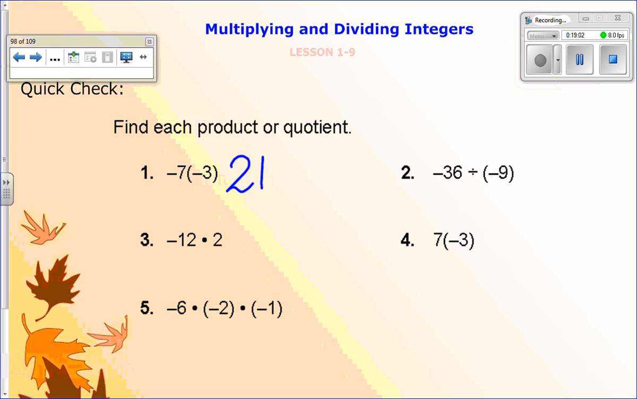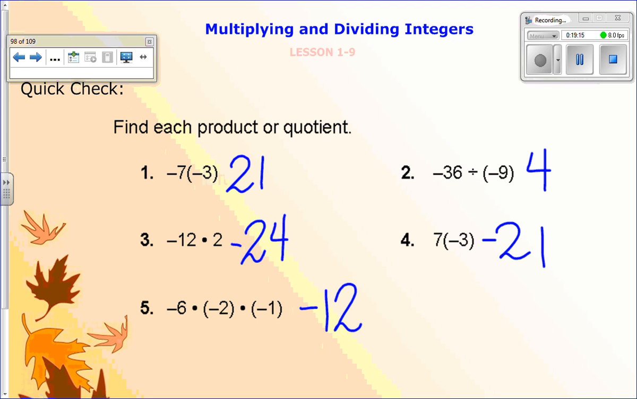So number 1, you should have 21. Number 2, you should have 4. Number 3 should be a negative 24. Number 4 should be a negative 21. And number 5 should be a negative 12.